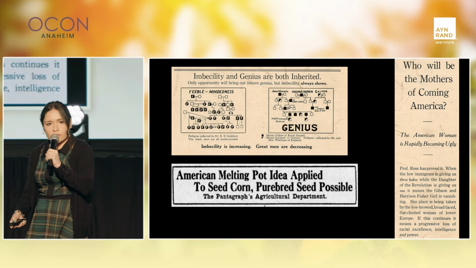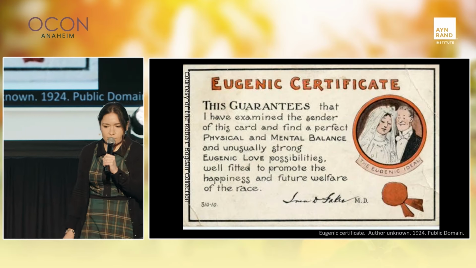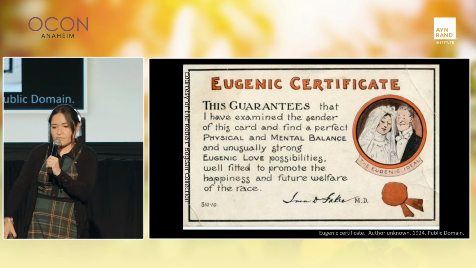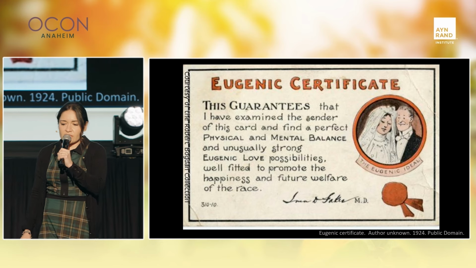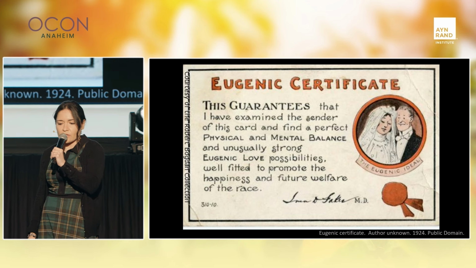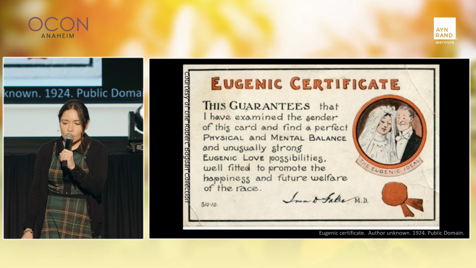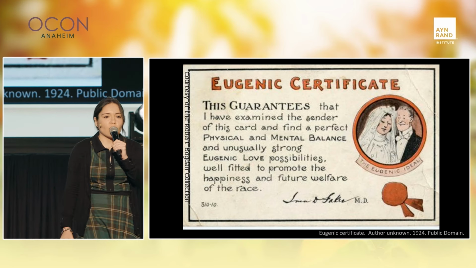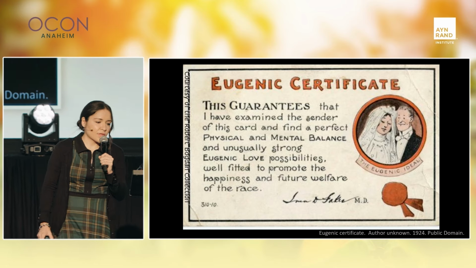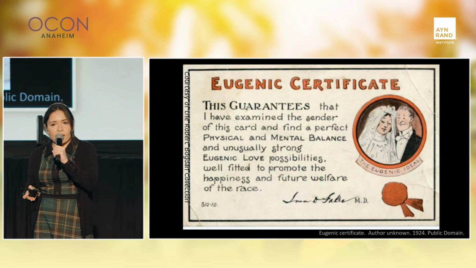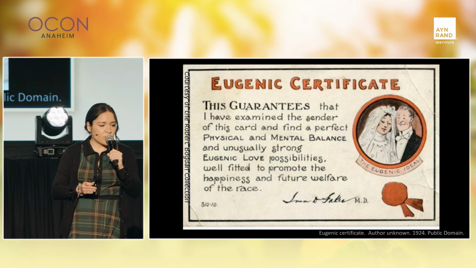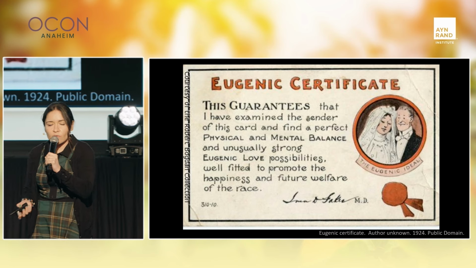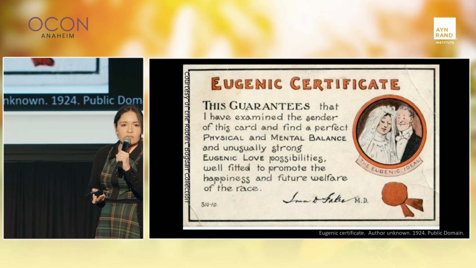Look at this postcard from 1910. Eugenic certificate, it reads, signed by an MD. "This guarantees that I have examined the center of this card and find a perfect physical and mental balance and unusually strong eugenic love possibilities, well fitted to promote the happiness and future welfare of the race." So at this point in America, for many people, it was popular, it was sophisticated, it was even cool and cute and romantic to be a racist.